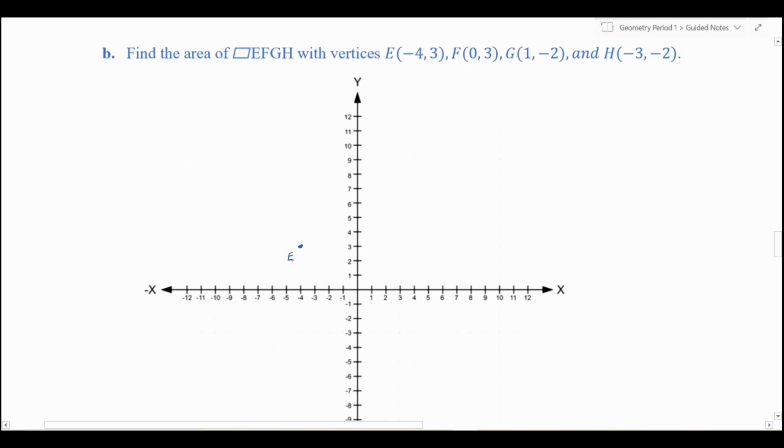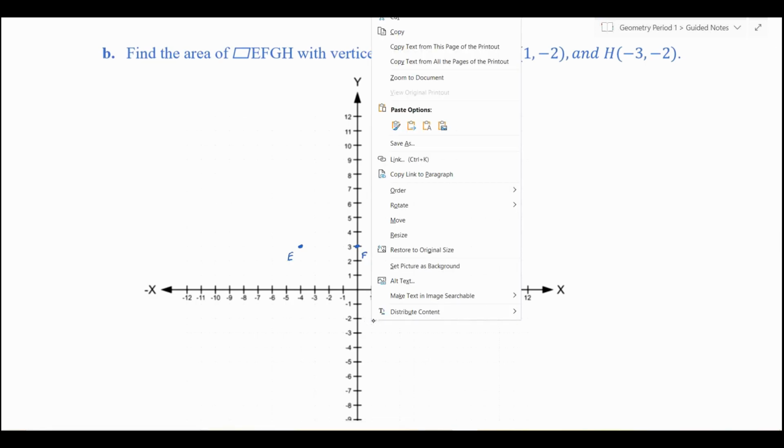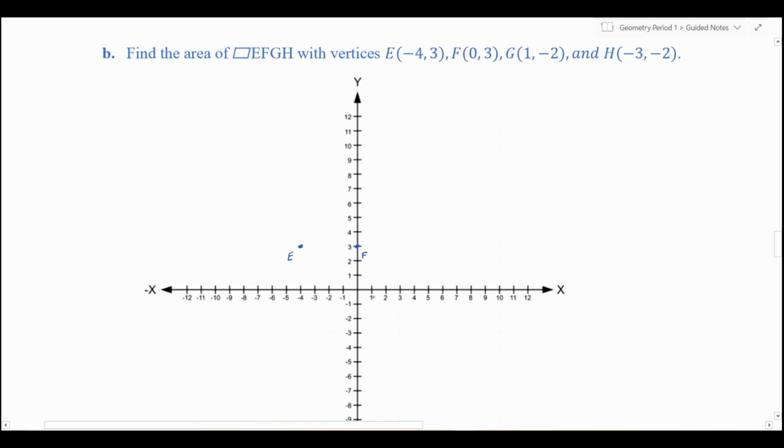Then we go to point F. Point F is located at 0, 3. So we are here, and that is point F. Then we need G, which is at 1, -2, down here. I will need that menu. 1, -2 right there. Alright, and then that's point G. H is located at -3, -2. So we go -3, -2 over here. And there we have those points.